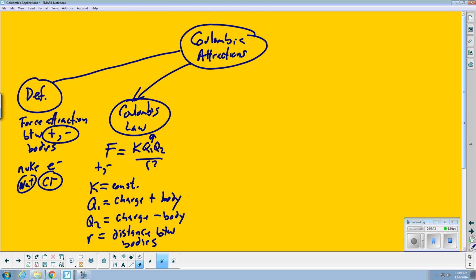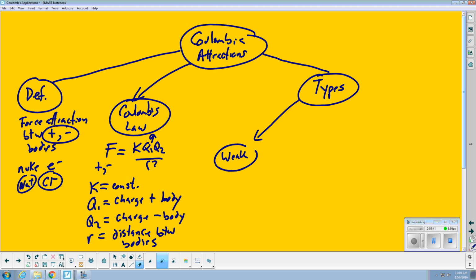Now, where do I see it showing up in the AP curriculum? I think it shows up in two broad places. There are two types of Coulombic attractions that I experience in chemistry. You can break this down another way if you wish, but I kind of like it this way. I'm going to call them weak Coulombic attractions and strong Coulombic attractions. And this works out real neat for me, and you might like it as well.